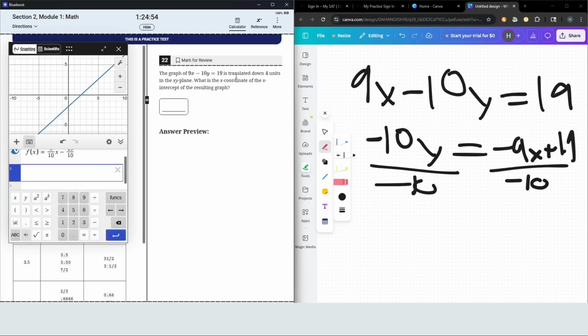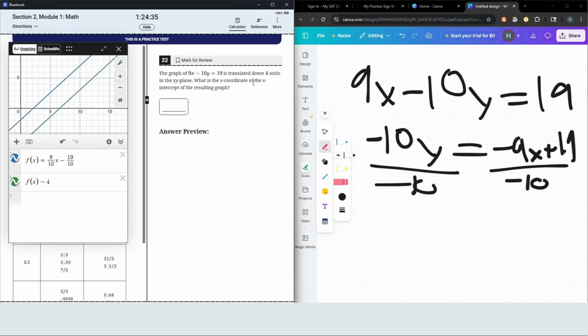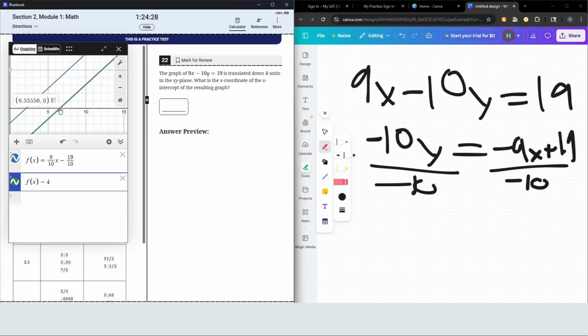So it is translated down 4 units. So what we can do is f of x minus 4 since it's translated down. If it was translated to the left or right, you would put it inside the parentheses. But since it's up or down, and in this case down, you do minus 4 outside the parentheses. So now it's asking what is the x coordinate of the x-intercept of the resulting graph. If you look at the green line, which is the new graph, the x coordinate is 6.555. You just do 6.555 as your answer.